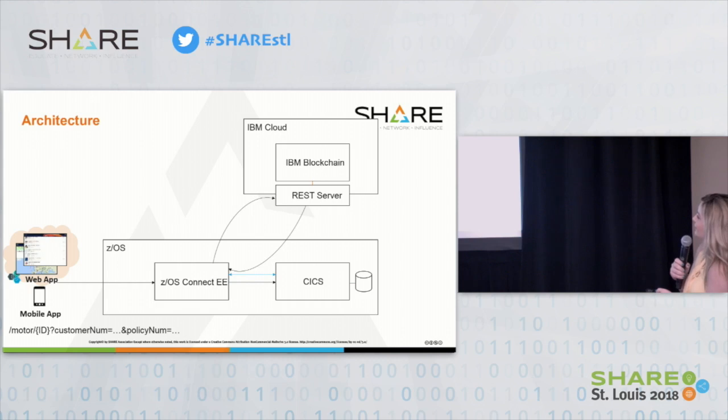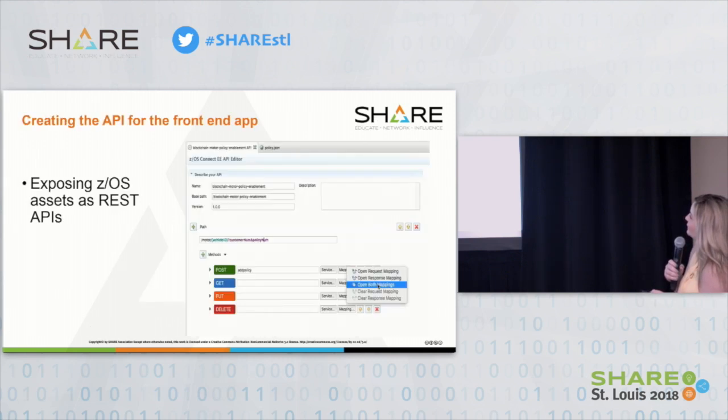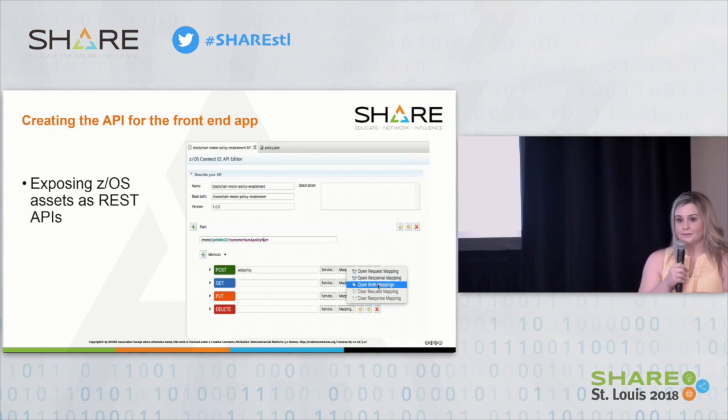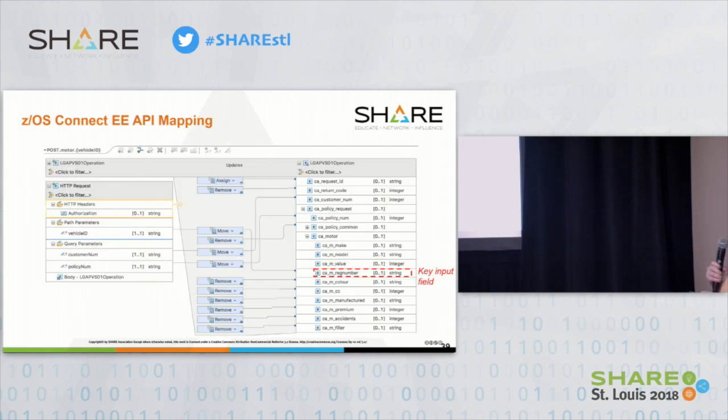And then look back at the architecture. And then you can expose the z/OS assets as a REST API. So not only can you talk to your REST API, but let's say you wanted to have calls in, you could actually expose those through REST as well. So people could actually make calls into CICS or IMS. And so you can do some mapping to make that happen. So vehicle ID here, so we could map those to what we need it to go to. So right here is our particular key input field for our vehicle number.